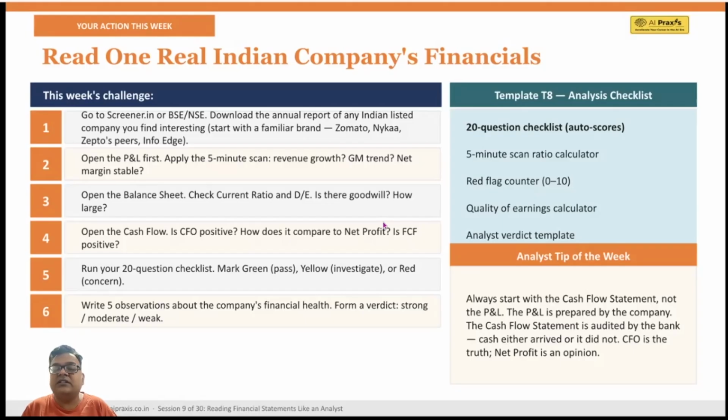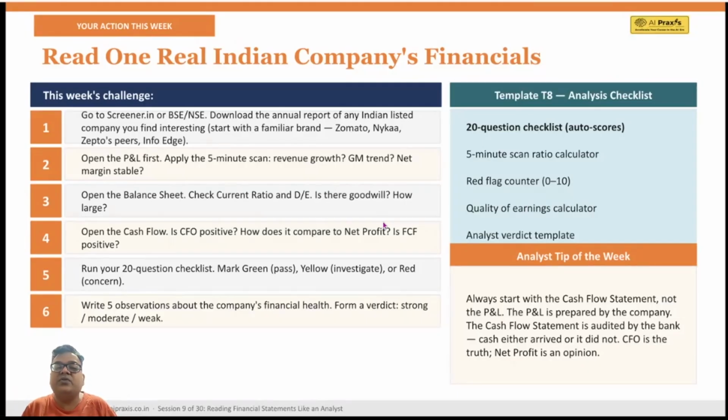Mark each answer like a traffic light signal: green means pass, yellow needs investigation, red means concern. That's how you can put the legends. And finally, write down 5 observations about the company's financial health, and give a clear verdict, whether it's strong, moderate, or weak.